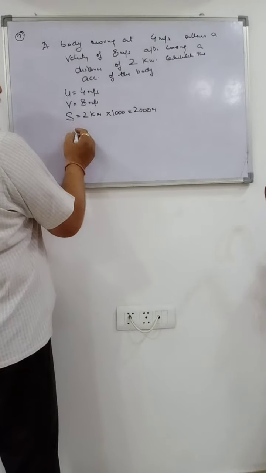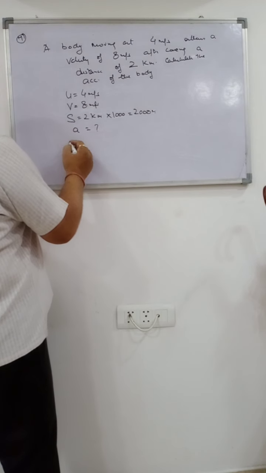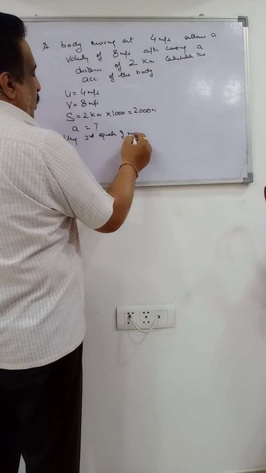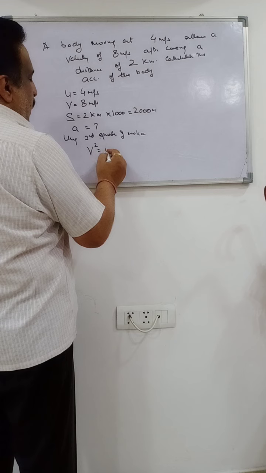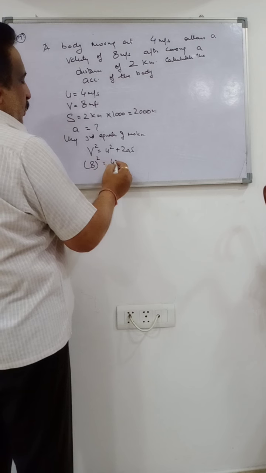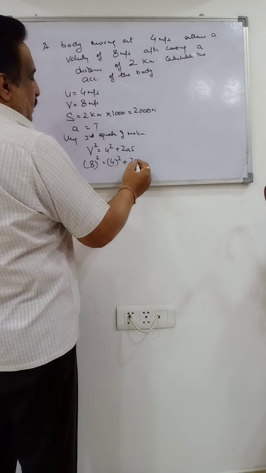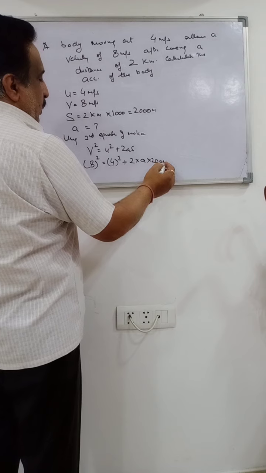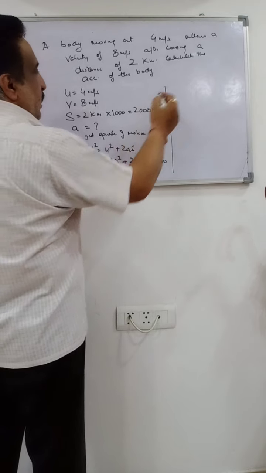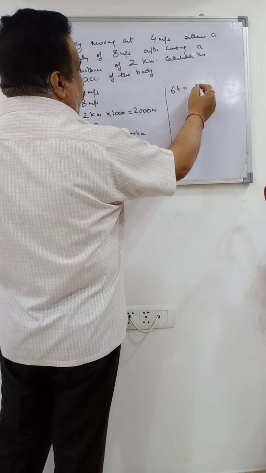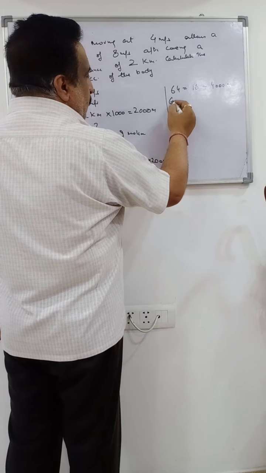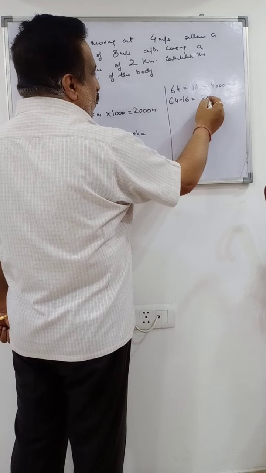And what is A? You have to calculate. So what will be the equation? Using the third equation of motion, V square is equal to U square plus 2AS. 8 square is equal to 4 square plus 2 into A into 2000. S is 2000 meters. So what do you arrive at? 8 8s are 64 is equal to 4 4s are 16 plus 4000 A. 64 minus 16 is equal to 4000 A.